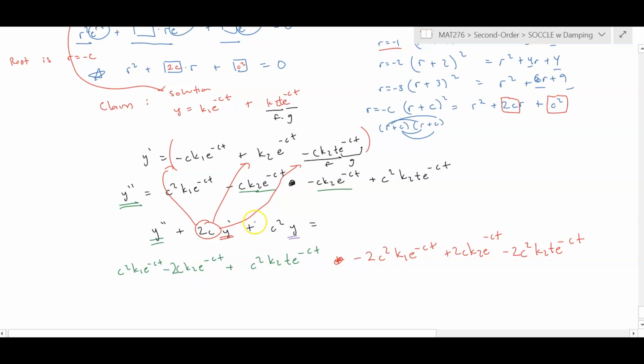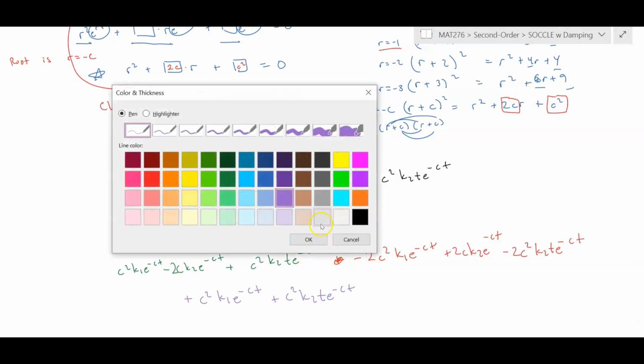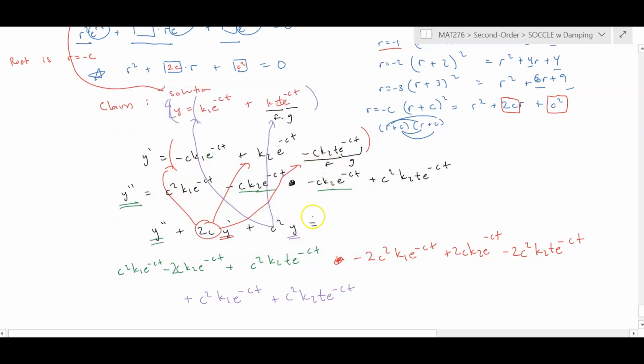So for y, we need to plug in this whole thing, right? Now we're going to multiply c squared by this term and by this term right here. It's getting a little messy. But we get plus c squared k1 e to the negative ct. And then when you distribute c squared here, you'll get plus c squared k2 t e to the negative ct. And what does this need to equal? Well, this needs to equal 0, in order for this to work out. So I'll put a question mark above the equal sign, as we always do, just to see what we're verifying.